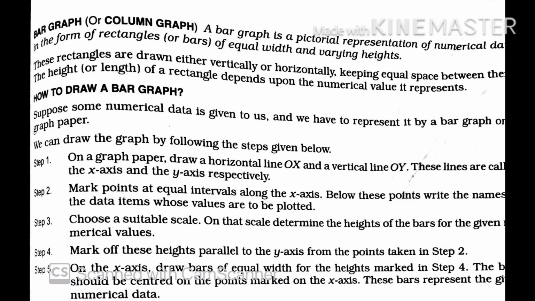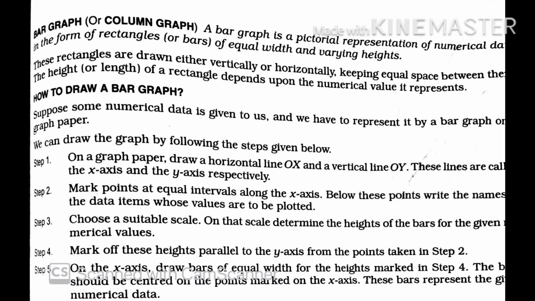Now, bar graph is a pictorial representation of numerical data in the form of rectangles of equal width and varying heights. Means the width of the rectangle should be equal, but height will be different. These rectangles are drawn either vertically or horizontally, keeping equal space between them. Means between these rectangles you will have to keep the equal space also. Is it clear? The height of the rectangle depends upon the numerical value it represents.